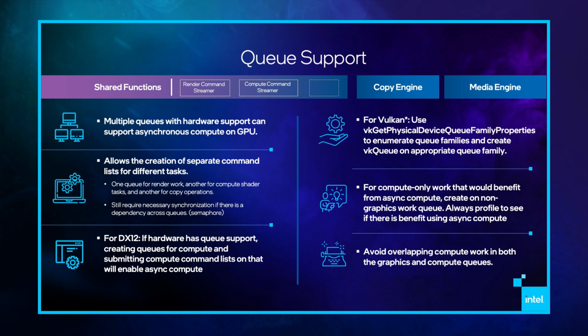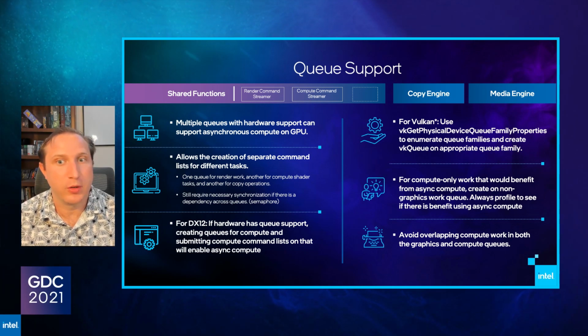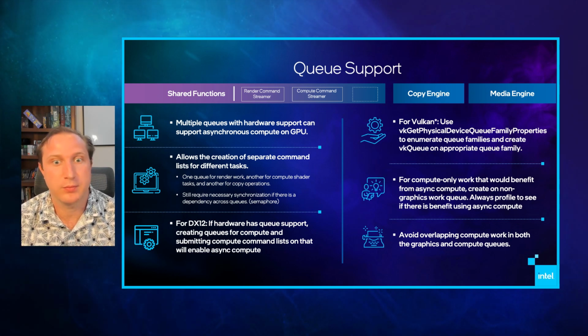For instance, while the graphics pipeline is running operations on the graphics queue, another queue can be dedicated to running a compute workload or be in charge of copy operations. This will require necessary synchronization to ensure resources are available if there are dependencies, but the end result is possibly better utilization of the hardware. In DirectX 12, if the hardware has multi-queue support, creating a queue for compute and submitting compute command lists on that will enable async compute.